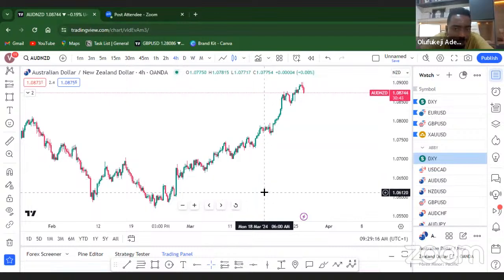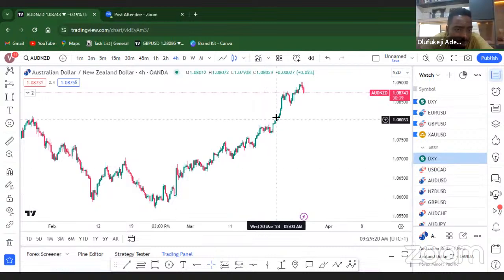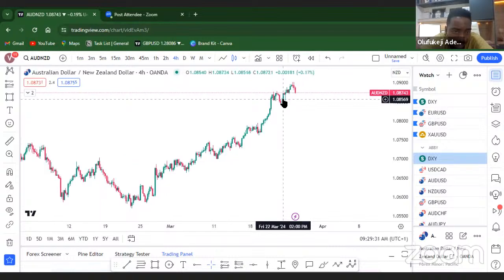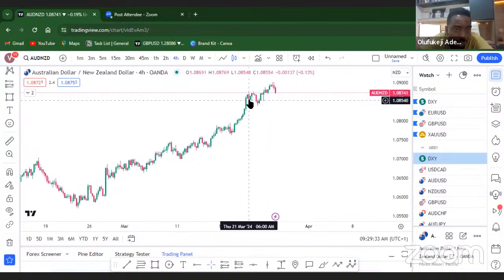So it must break 1.08550. That's the only time when the shoulder will have been cleared. Exactly. That's the shoulder. So if it breaks that, then we have a box pattern. But there is a fair value gap.